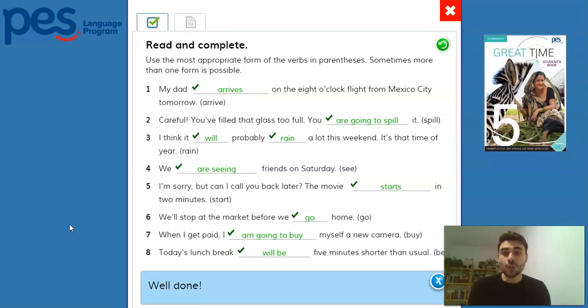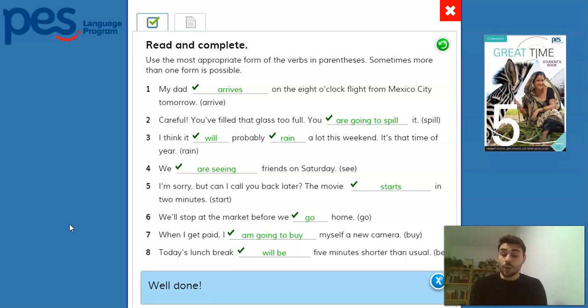In number 2, you could have used going to, just like this one, or will. You could say, you will spill it, okay? So 2 options in number 2. 3, you could have used will, just like this one, or going to, because it's probably that same case of evidence-based, right? In number 4, you could have used the present continuous, just like we did over here, or going to. We're going to see friends on Saturday, also a possibility.